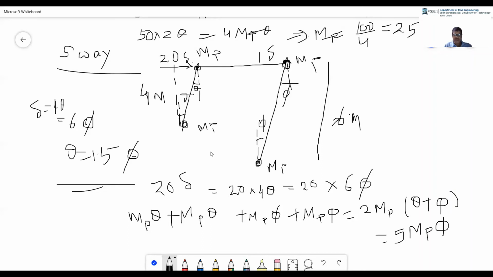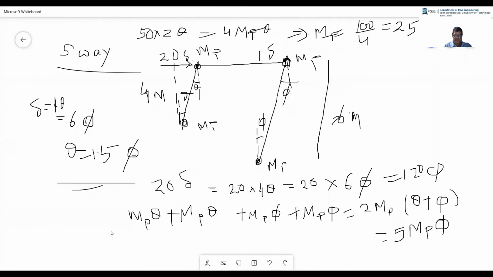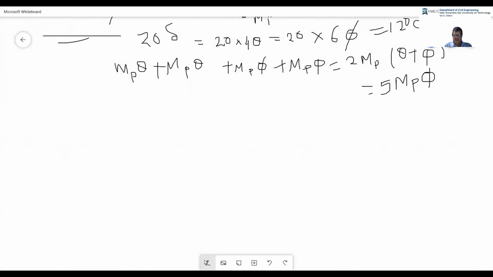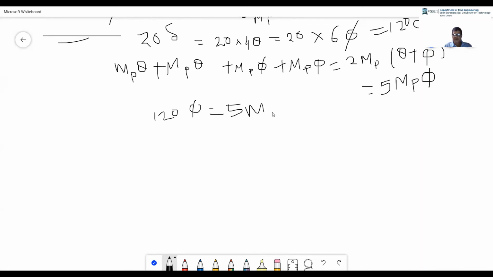Now what is the value given? 120 here. Now 120 is equal to 5 MP. So from this relationship, external work is equal to internal work. MP comes out to be 120 by 5, that is equal to 24 kilonewton meter. Earlier we found 25. Here we find 24 kilonewton meter.